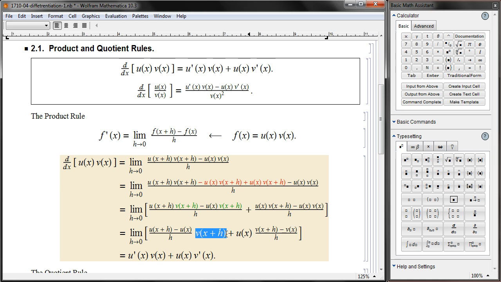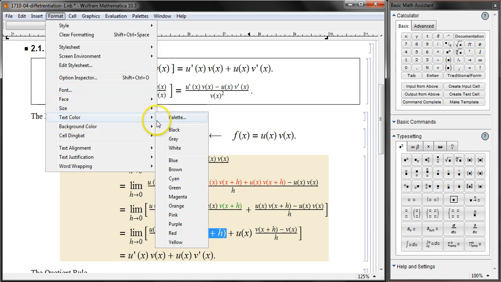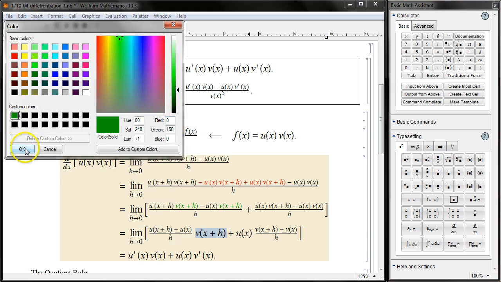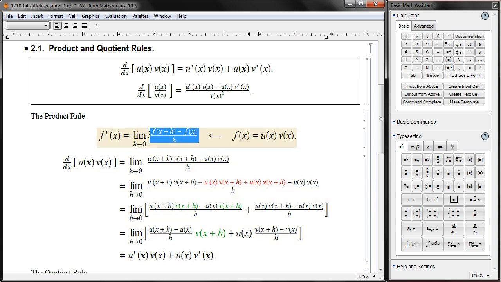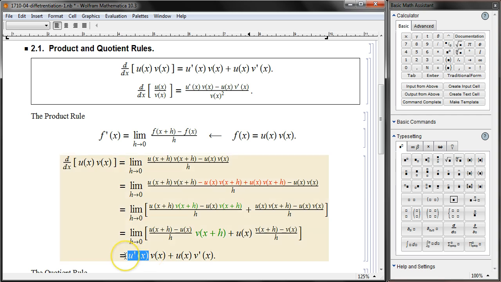So I can factor it out, as you see here, color-coded in green. And then what do we have left? What's left is a Newton quotient, u of x plus h minus u of x over h. Compare this Newton quotient with this one. Exactly the same, except of course for the choice of character. So instead of f prime of x, you just get u prime of x. How about this green part, v of x plus h? Because h is going to 0, we get v of x.